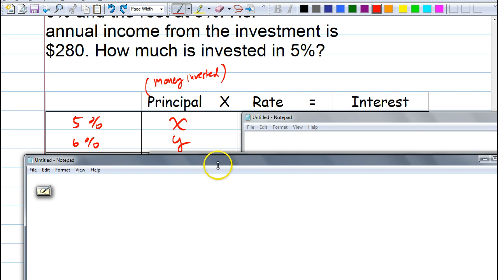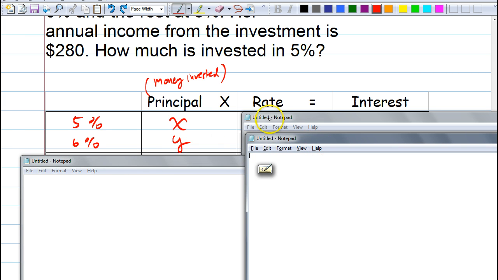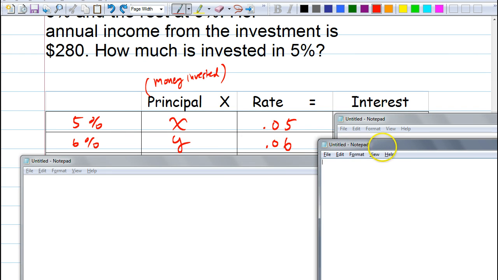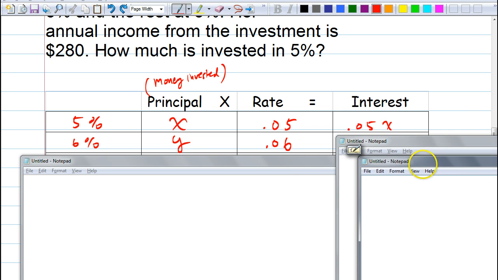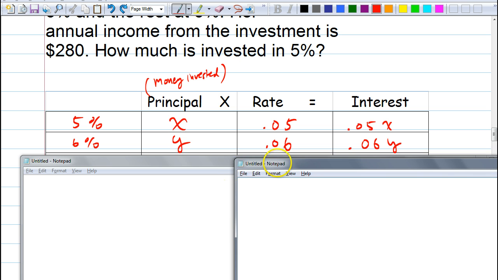Okay, you want to write point, what? Is it 0.5 or 0.05? Yeah, be careful. If you write 0.5, that's 50%. Right? That's awesome. That doesn't happen that often. Okay, and then the rate for the 6% is 0.06. And so how much money did the person make just from the 5% investment? Yeah, 0.05 times x, and of course the other is 0.06 times y. Does that make sense?